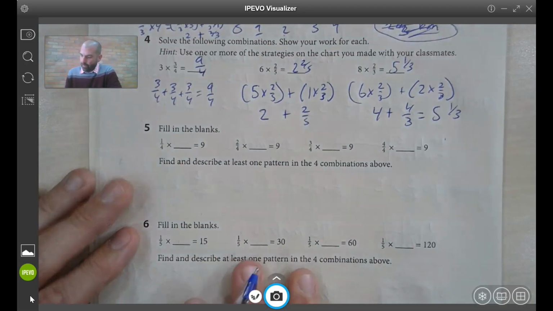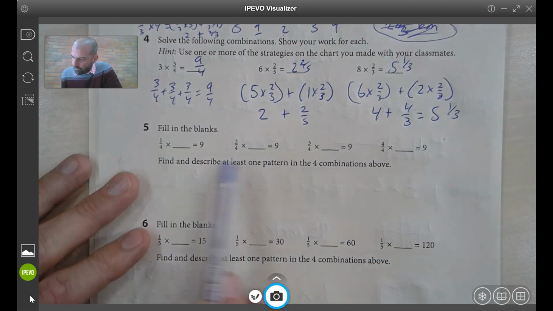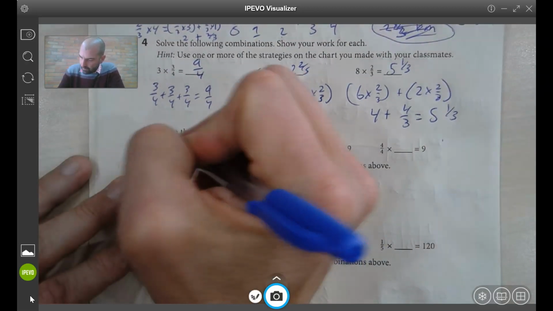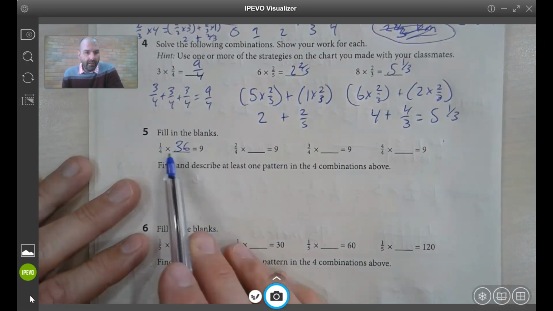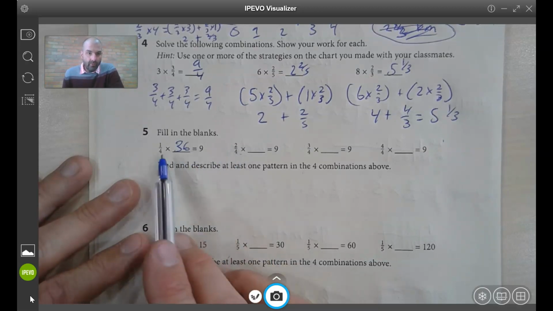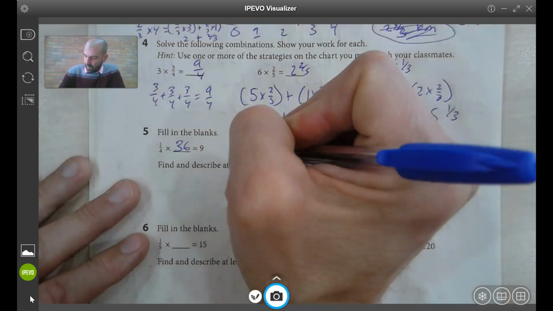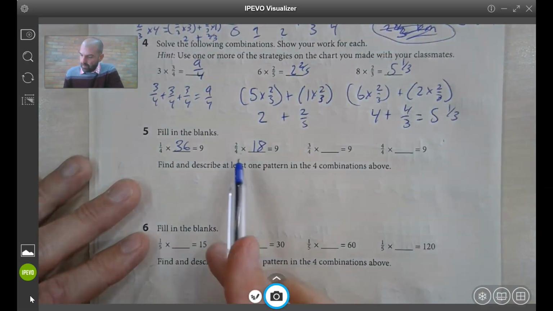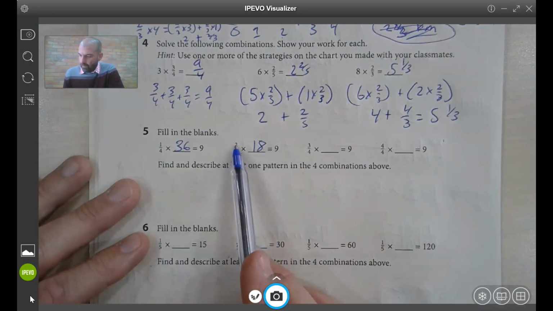Fill in the blanks. 1/4 of something is 9. That'd be 36. How did I figure that out? Well, I was thinking 4 times 9 is 36, so 1/4 of 36 would be 9. So if I know what's half of something is 9, so half of 18. So this is 2/4. No, this is 1/2.